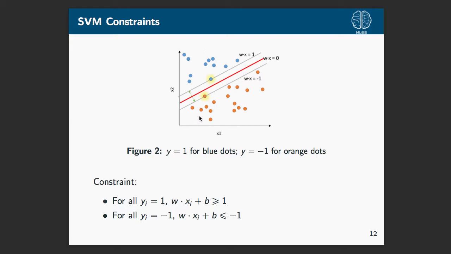Similarly, if we have the class label as -1, we want the dot product of w and x to be less than or equal to -1. So it'll be all the points in this region or on that gray line. Does that make sense?